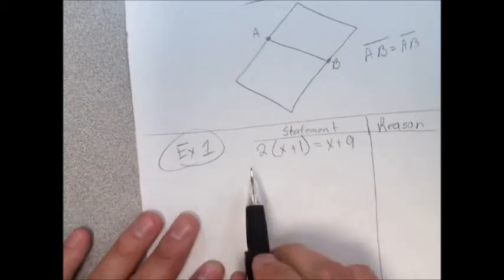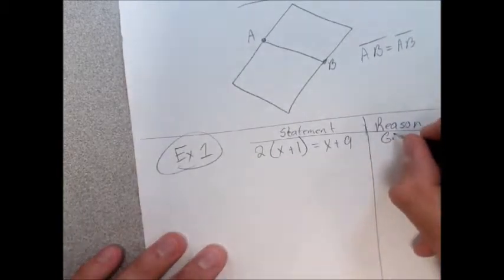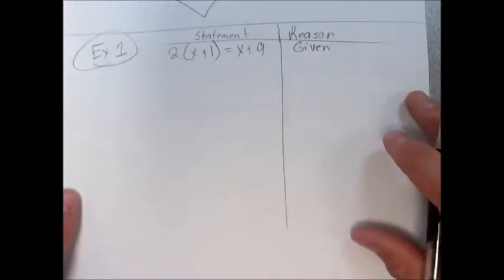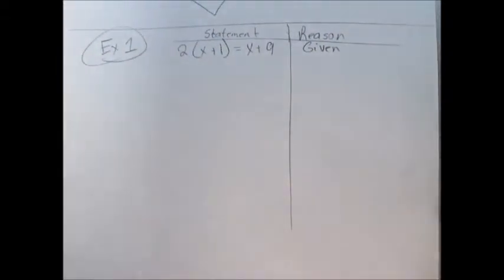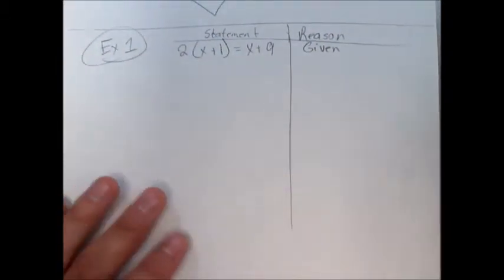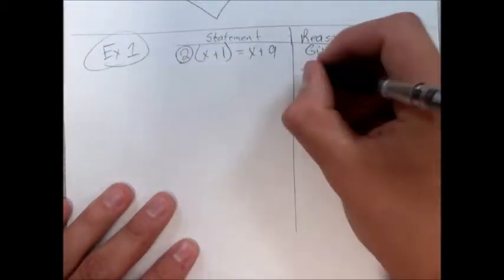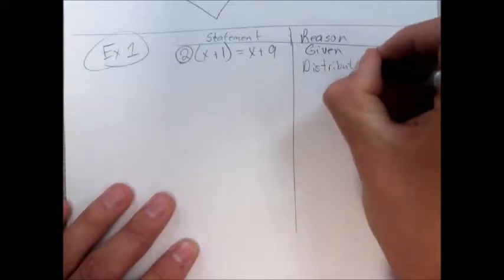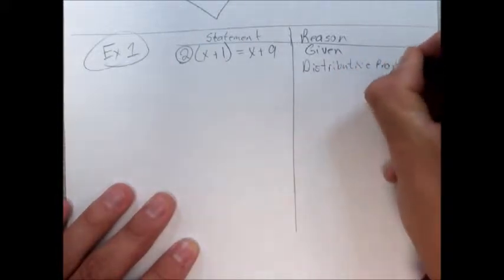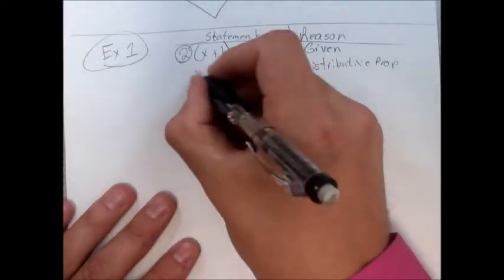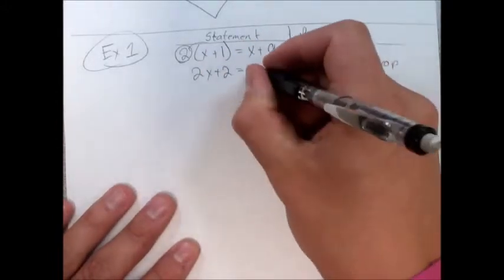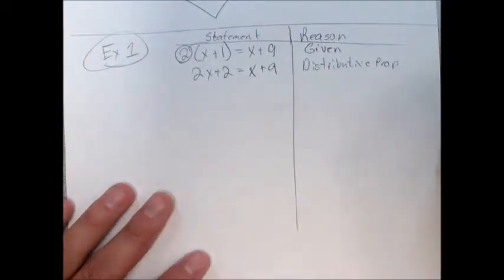Now the reason we have this written down is because it was given to us, so we're going to write down given. Most proofs start with a given, so get used to that. Next, we're going to follow what Maria said. We need to distribute, right? So we already know what our reasoning is. It's the distributive property. That's relatively simple, but now we just have to do it. So we get 2x plus 2 equals x plus 9.